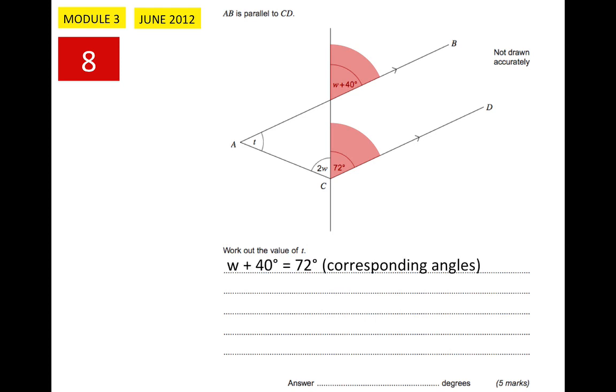So I'll write down W plus 40 equals 72, and that's because the two red angles are corresponding angles, which means, of course, that W equals 32.